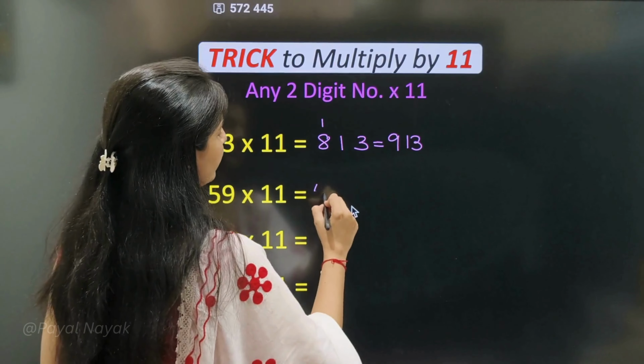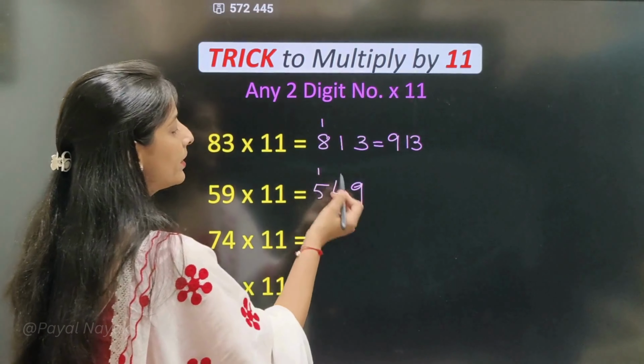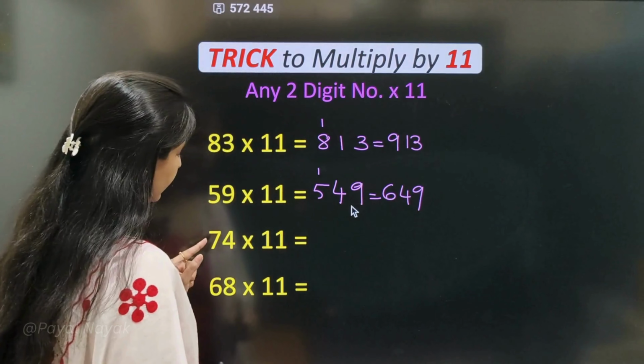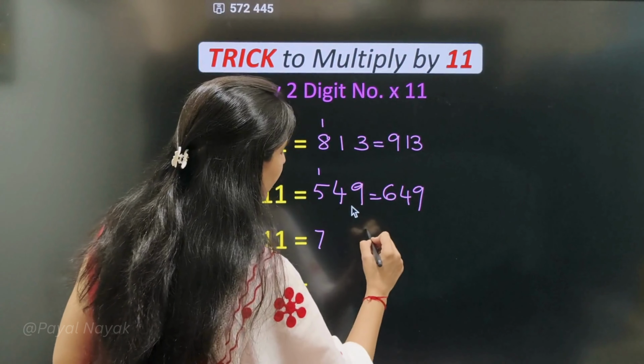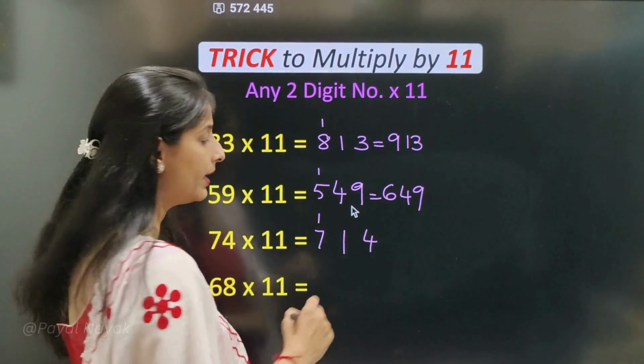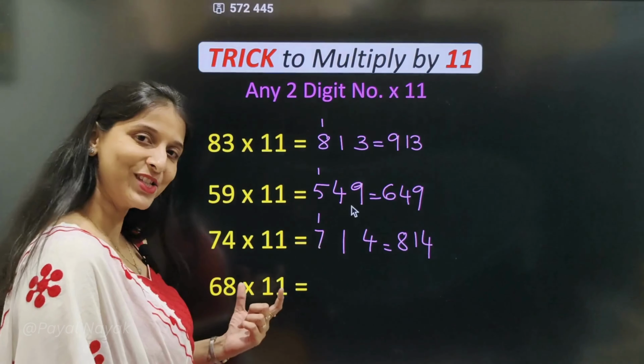Again 5 plus 9 is 14. So I'll write down 5, 9 as it is, and for 14, I'll write down 4 over here, 1 carry. So this becomes 6, 4, 9. 74 into 11. So I'll write down 7 and 4 as it is. 7 plus 4 is 11. So again this 1 carry, and this gives you 8, 1, 4. And this sum is for you.